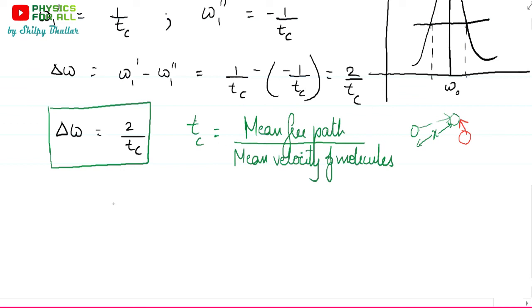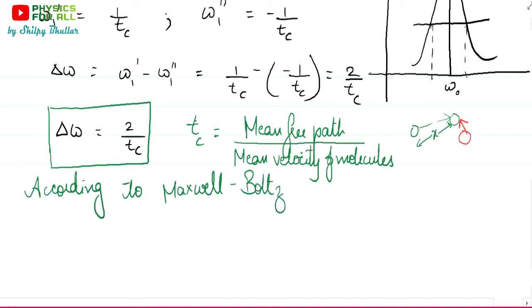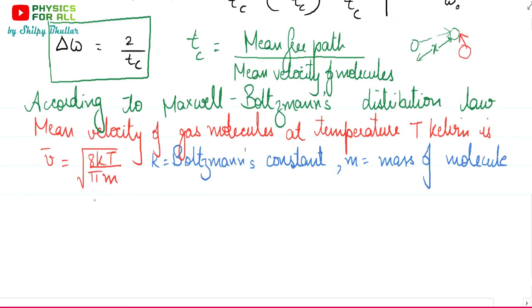So this is the expression for Tc. Now, according to the Maxwell-Boltzmann distribution law, because we are talking of gases in particular, and who else better deals with gases than the Maxwell-Boltzmann distribution law? It is particularly for molecules, and here also we are talking of gas, and definitely they will be molecules. According to that, there is mean free path, and then there is something called mean velocity of molecules. The mean velocity is given by the formula under root 8 kT by pi m. This is the mean velocity of gas molecules.